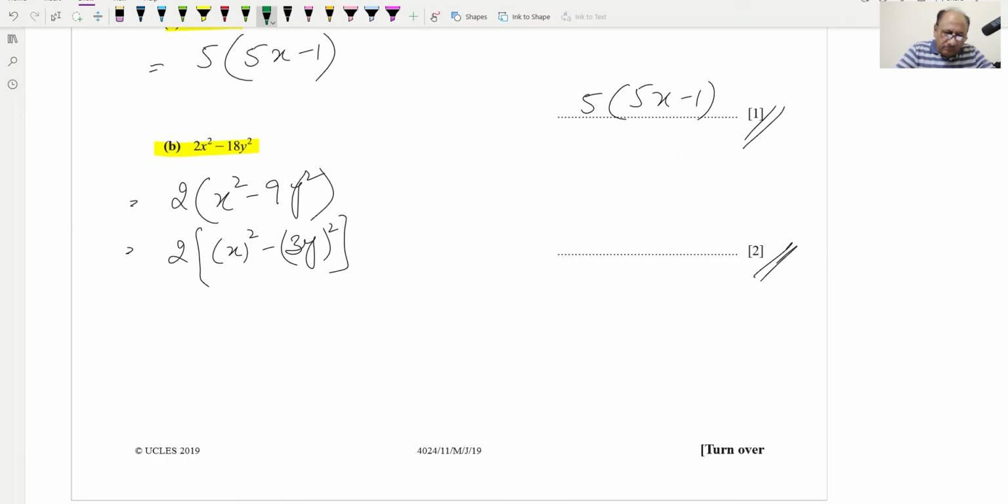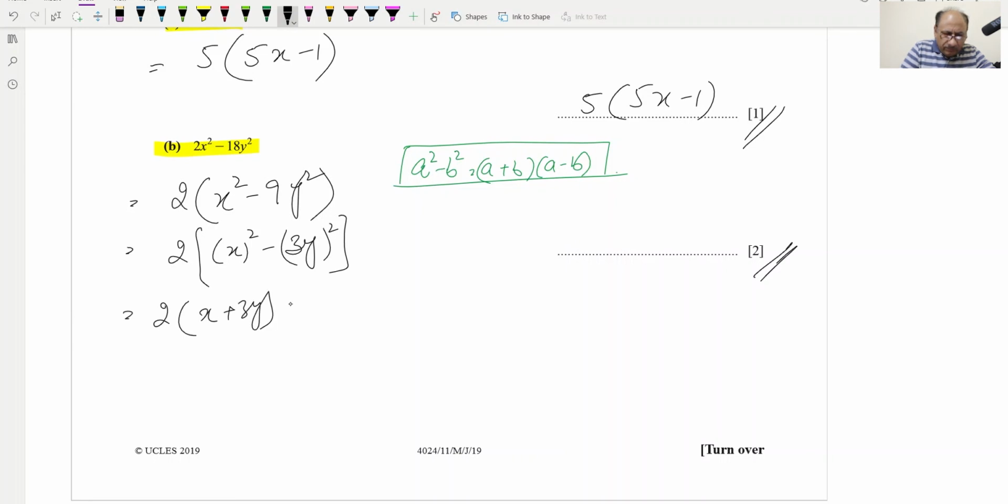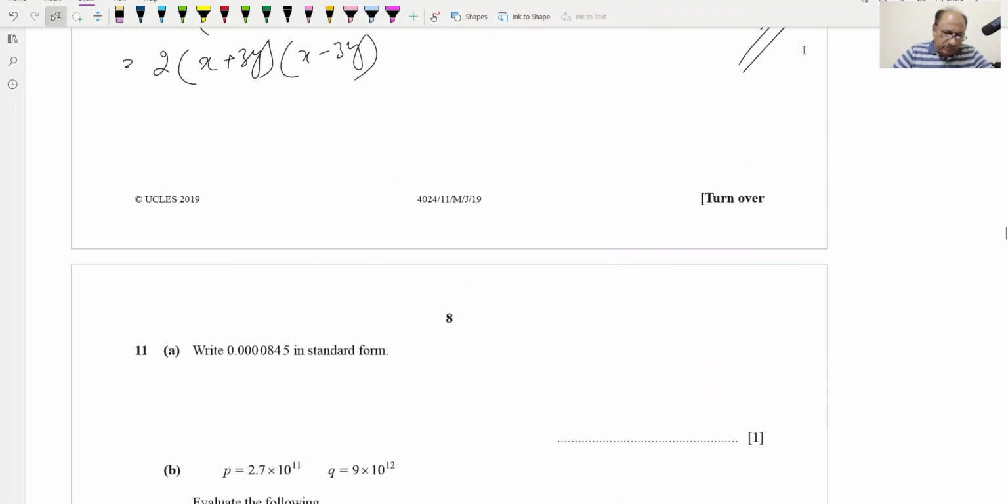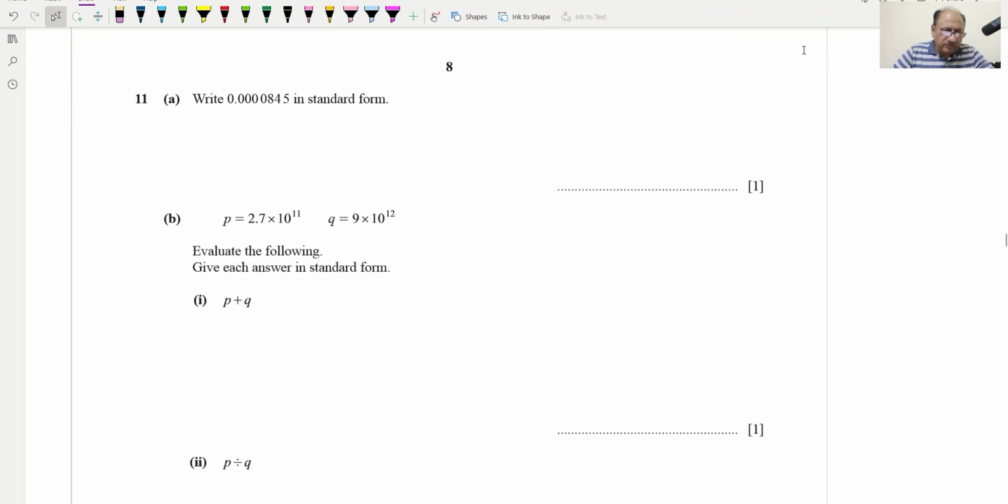And we'll have to keep in mind the formula, which is a squared minus b squared is equal to a plus b into a minus b, and this is the formula which we will be applying over here. And we can write 2 into x plus 3y and x minus 3y. This will be our final answer, which we can provide over the specified place for the answer, which is this one. So the 2 mark question we are done. Now question number 11 is standard form.